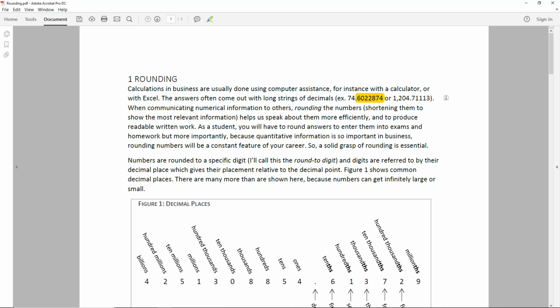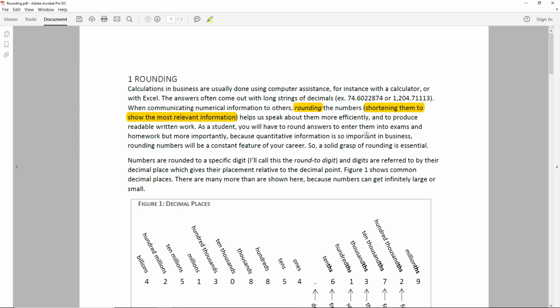The thing is, when we're communicating numerical information to other people, rounding the numbers helps us speak about them more efficiently and to produce readable written work that is understandable, right? If you leave on all of the decimals, it's just going to clutter up what you're looking at. It's just going to add irrelevant information to the situation. So what rounding is, of course, is shortening the numbers to show the most relevant information.